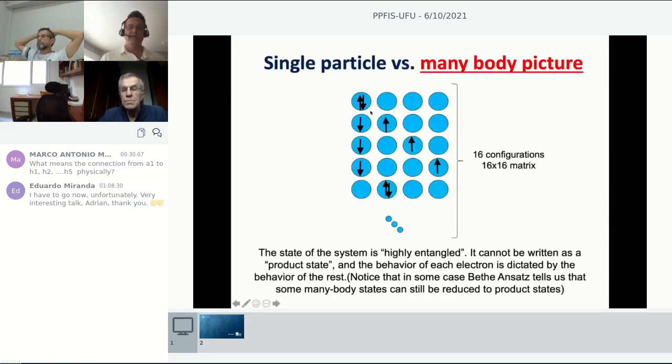And now we have to solve a 16 by 16 matrix. And one can easily convince oneself that this number of configurations grows very rapidly with the number of particles or with the system size. Now, these particles are going to describe a state that is entangled, and it cannot be written as a product state. So the behavior of each electron is dictated by the behavior of the other electrons, and we cannot separate the degrees of freedom.